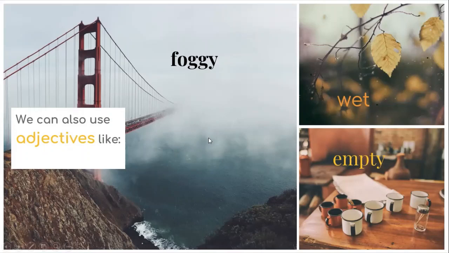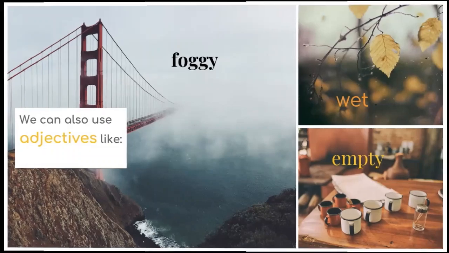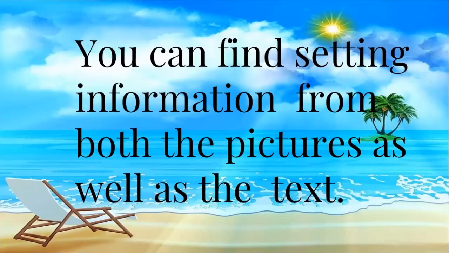So an author might describe a setting by talking about something that would help you picture the setting a little better. For example, let's look at the picture of the Golden Gate Bridge. An adjective that could describe this setting would be foggy. And look at the picture of the forest. An adjective that might describe this setting is wet. And if we look down below at this cafe, an adjective that might describe the setting of the table is that it's empty. So you can find setting information from both the pictures as well as the text.